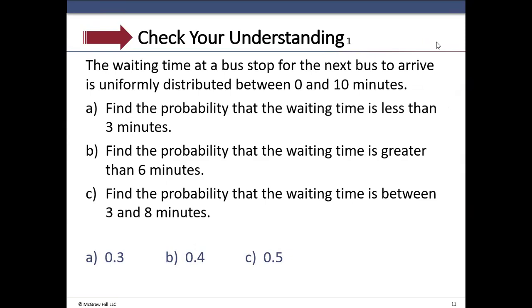Now it is between 6 and 10. So the width is 10 minus 6, which is 4, multiplied by the height of 1/10, so 4 over 10 is 0.4. Find the probability that the waiting time is between 3 and 8. Here the width at the base is 8 minus 3, which is 5, times 1 over 10. So 5 over 10, or 0.5.